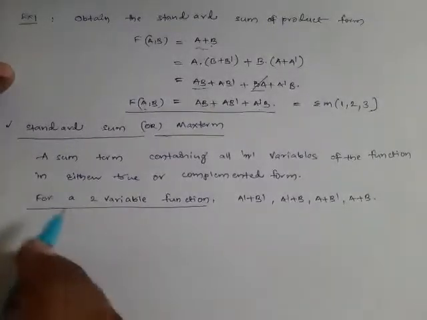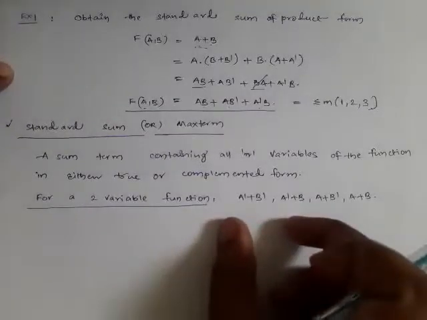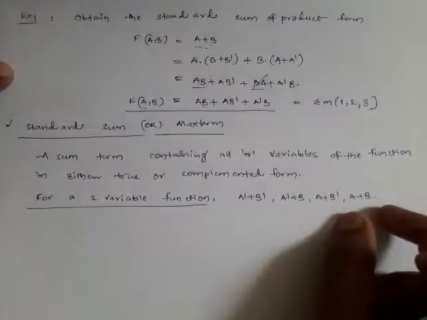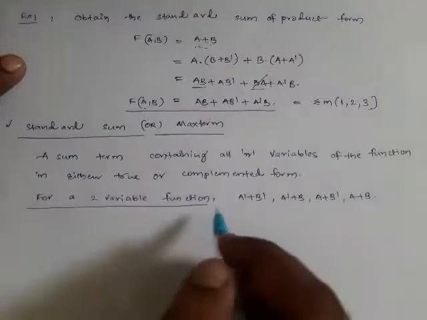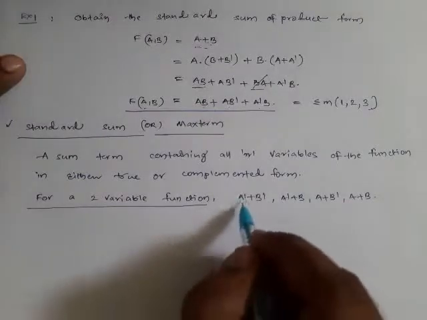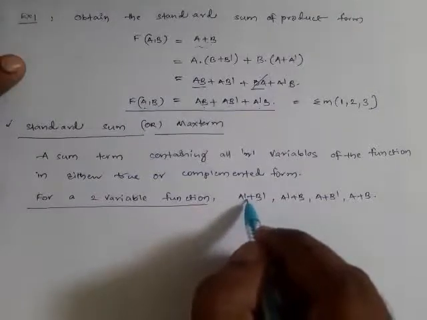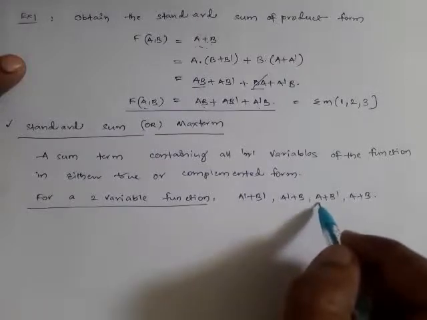Similarly for a 3 variable function. Here you can see that in a standard sum or max term, the variable is present in its true form if its value is 0, and in its complemented form if its value is 1. So the variable is present in its complemented form if its variable value is 1, and in its true form if its variable value is 0.